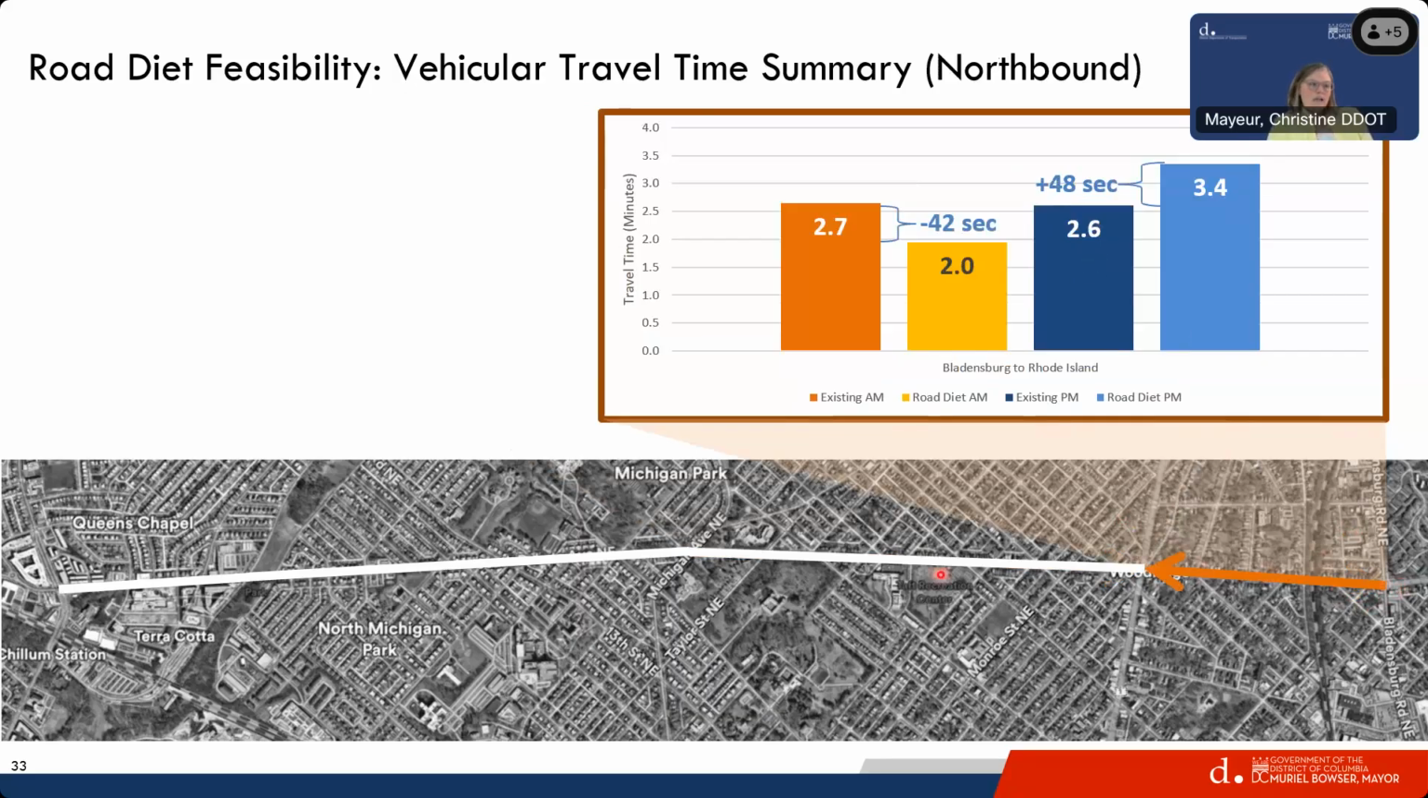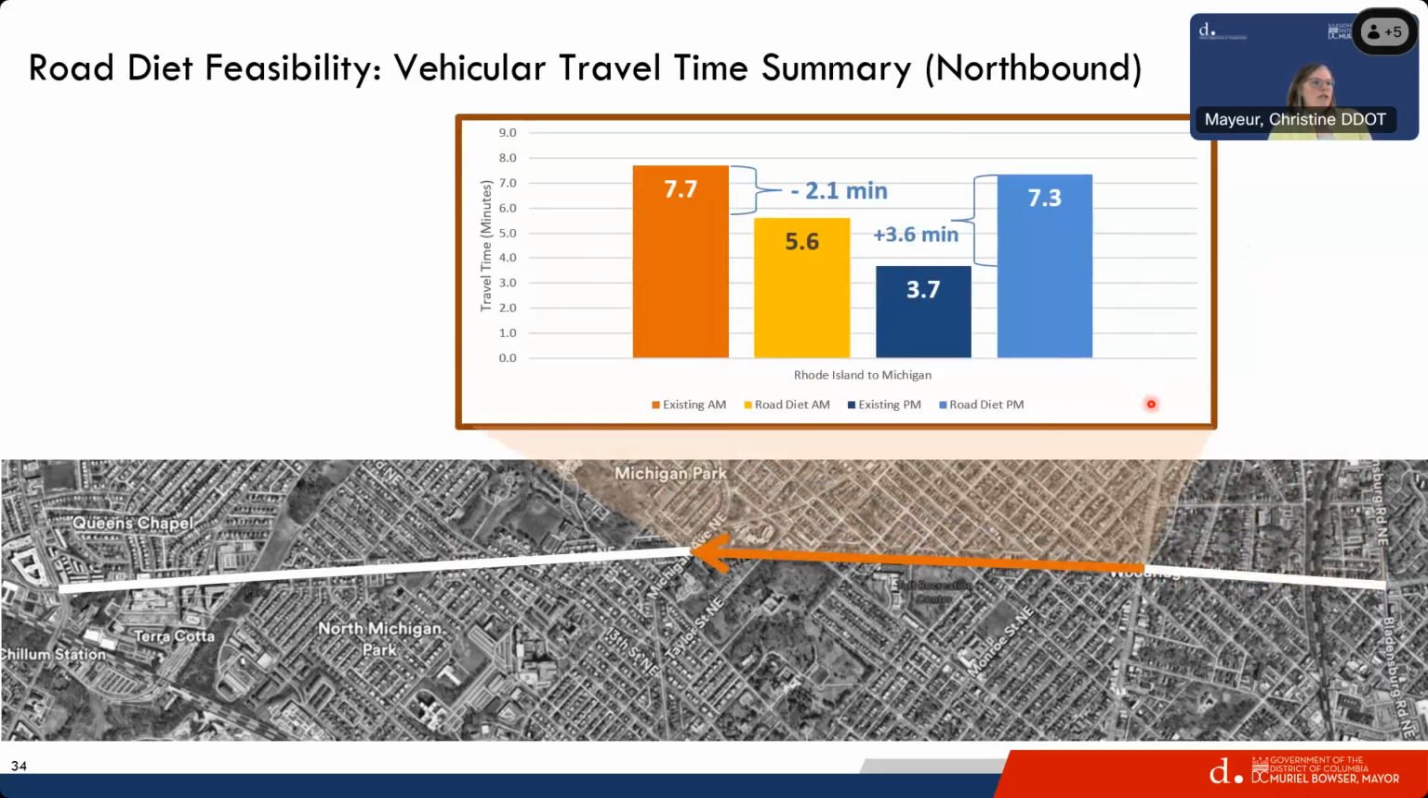Starting at Bladensburg and heading back northbound. So this is evening time frame where commuters are coming back up. So in the morning, if you're heading northbound between Bladensburg and Rhode Island, we see about a 42-second reduction in your travel time. In the evening, we see about a 48-second increase in your travel time.